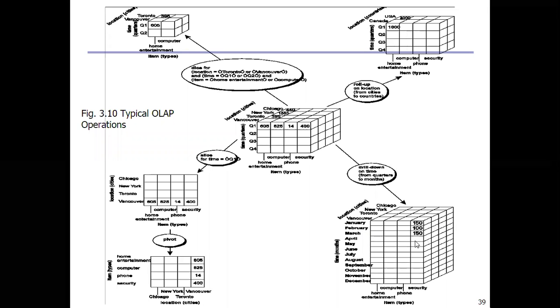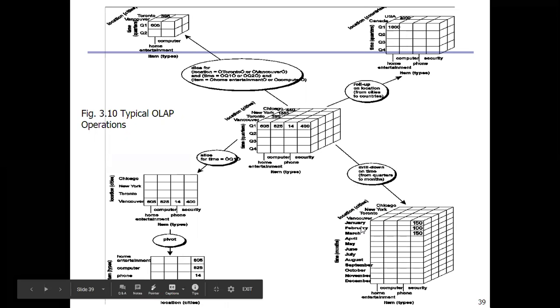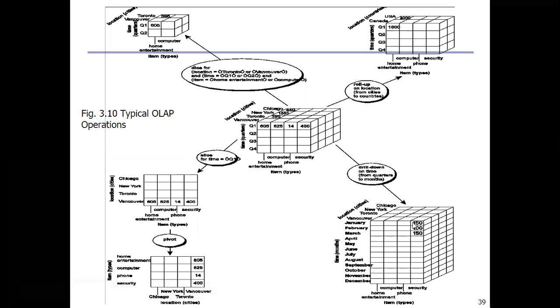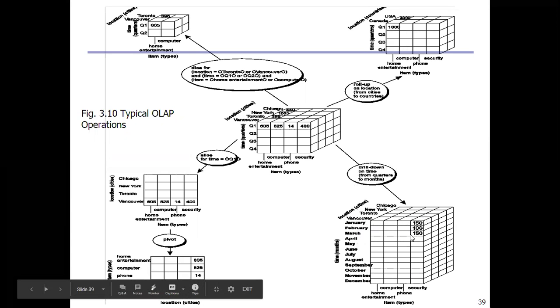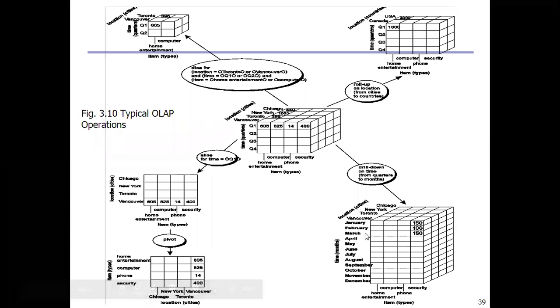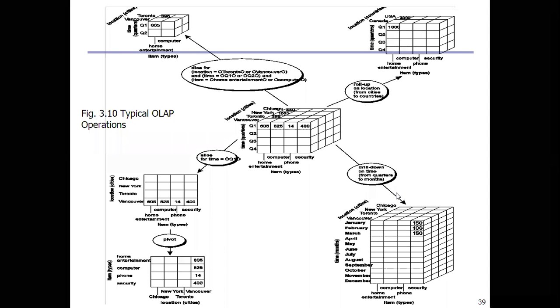Okay, so just check it here. Quarter one is drilled down into months like January, February, March, and sales are also registered. Just check it out in January, let's say how much security was sold. Likewise, we can analyze the data. Okay, so this is the concept of drill down. I hope everyone is clear on this.